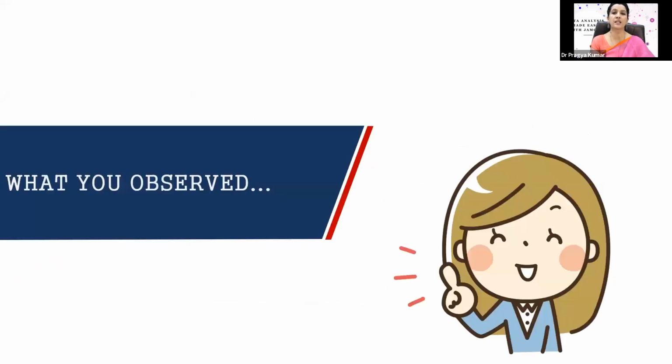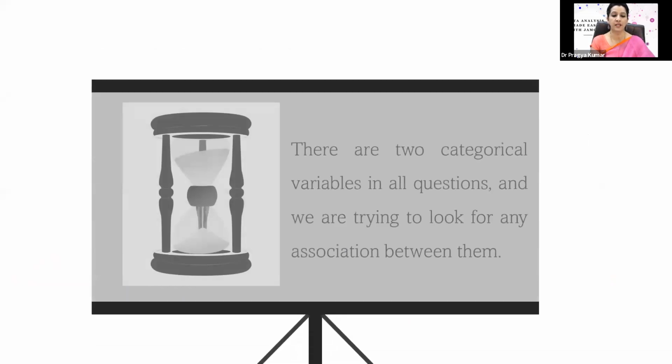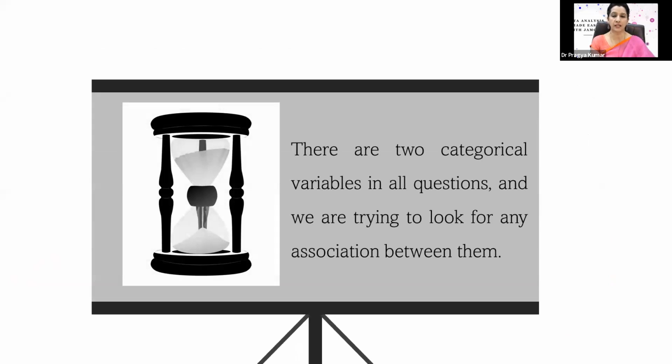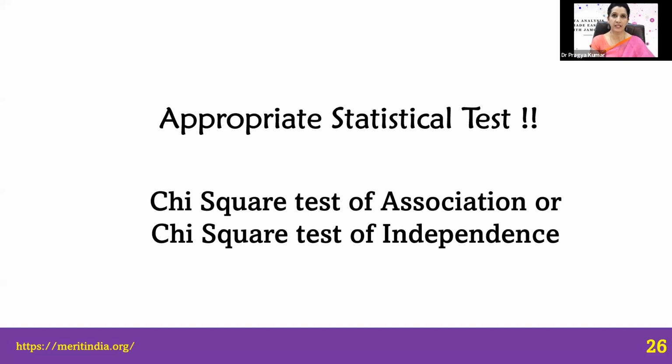So in all these three research questions, what have you observed? We have seen that there are two categorical variables in all these three research questions, and we are trying to look for any association between those two categorical variables. So the appropriate statistical test for this type of association is the chi-square test of association, which is also known as the chi-square test of independence. This is an alternative name of the chi-square test of association.